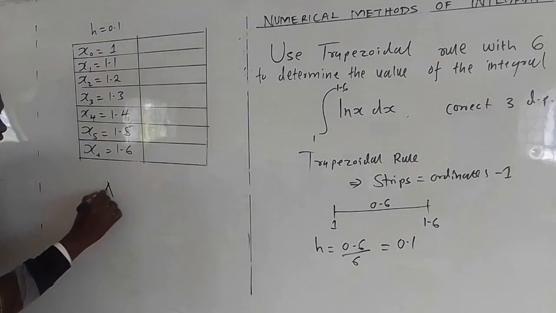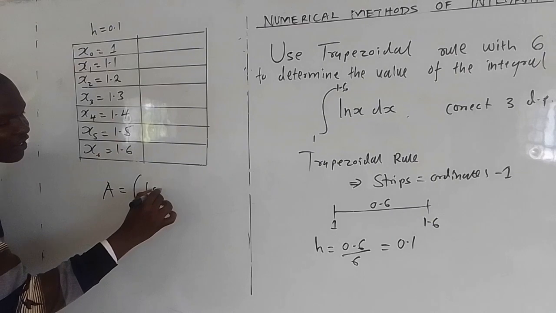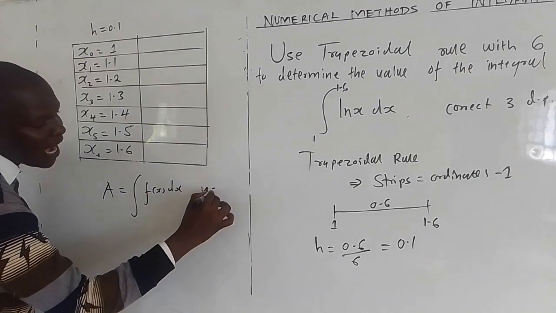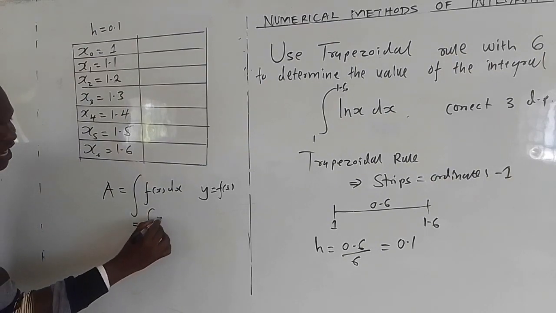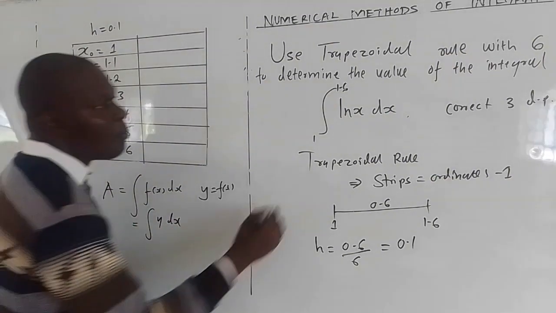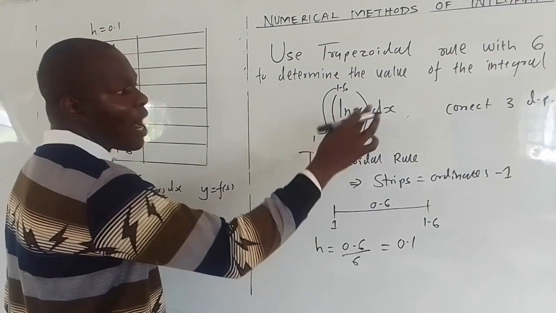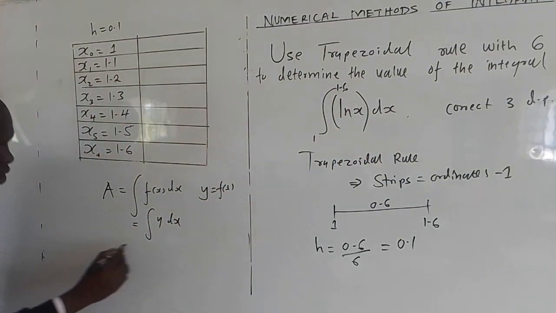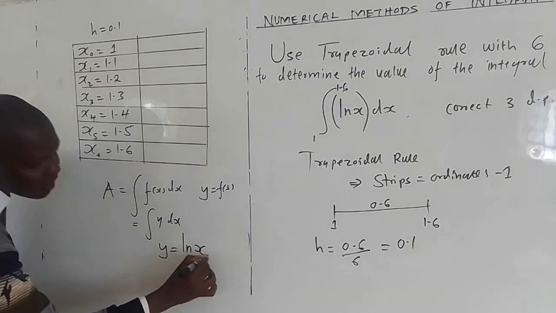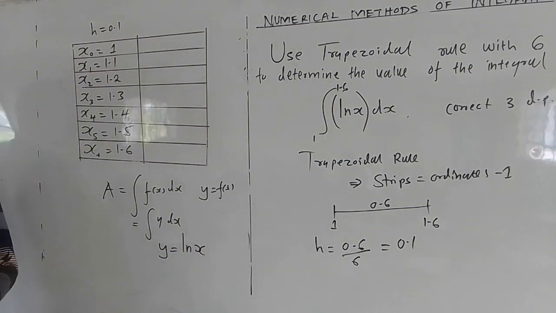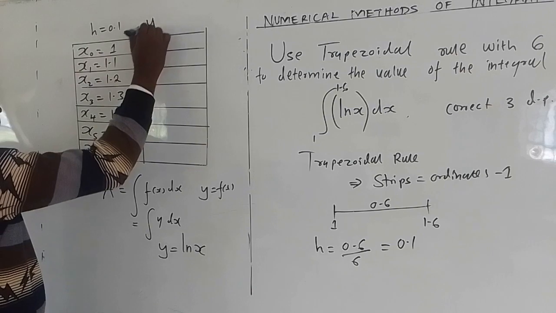For you to get area, you are supposed to integrate f of x dx. So if y is a function of x, where there is f of x, you put y, meaning you are integrating y dx, meaning the whole of this ln of x is y, so that you have y dx. So what is y according to this integral ln of x dx? Y is ln of x, so that one should be on top here.